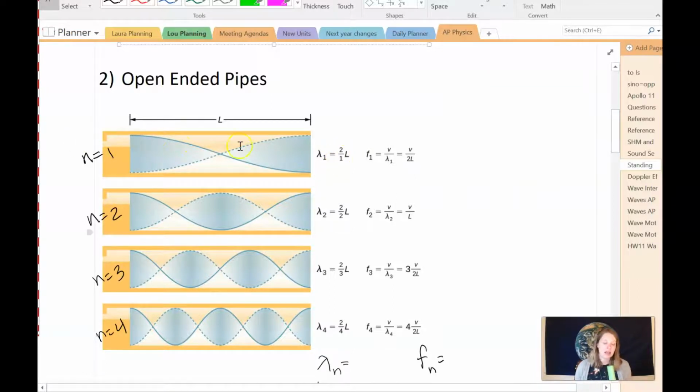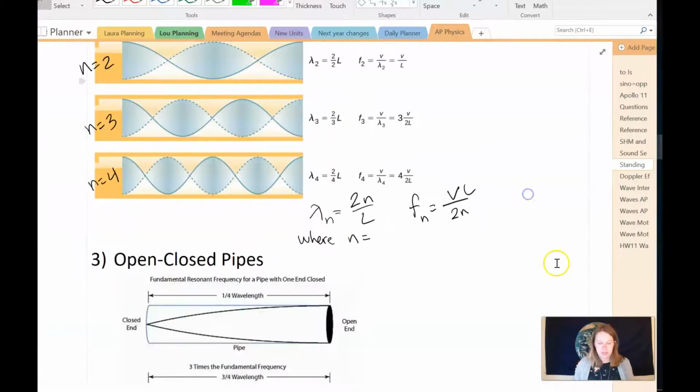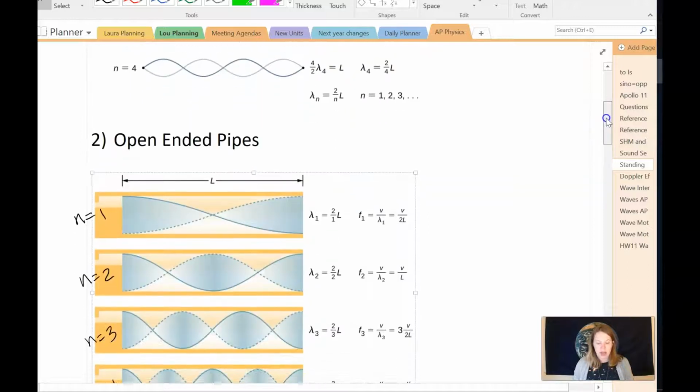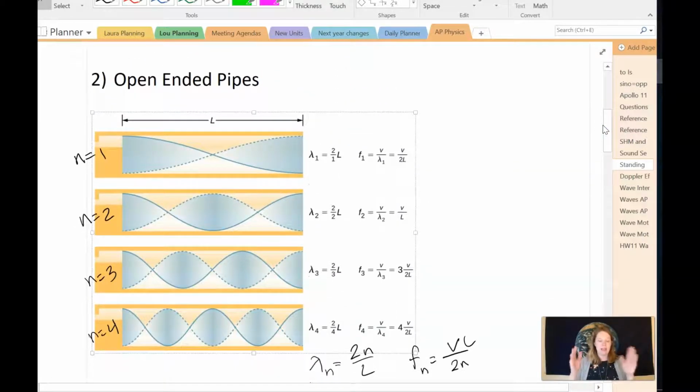We have an antinode at each open end, so the fundamental can be seen when we have a half of a wave fitting into the length of the tube. And this is actually a lab that we would have done yesterday, I guess.